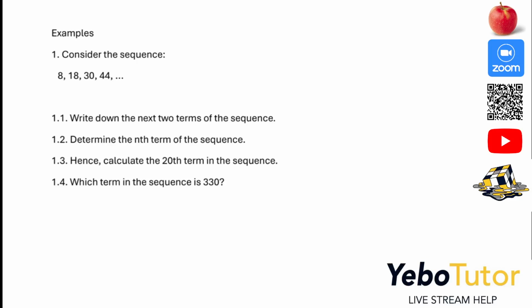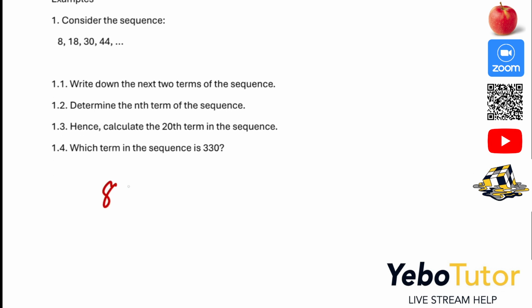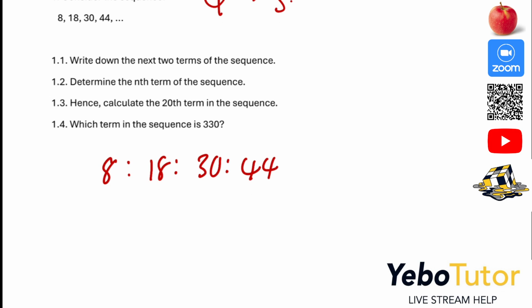Now, let's look at the example which we have. Consider the sequence 8, 18, 30, 44. Let's write it here. We are given the sequence 8, 18, 30, 44. Now, we are looking at our quadratic sequence, if you still remember from the previous video. Now, write down the next two terms of the sequence.